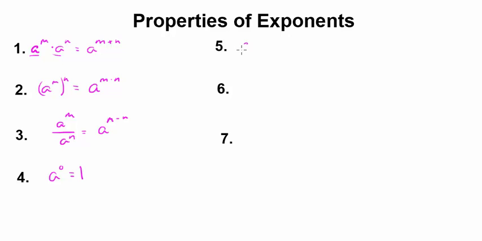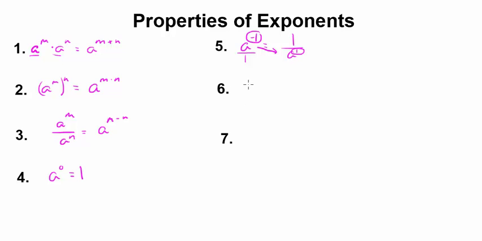Property number 5, the one that probably is the most challenging for students to wrap their minds around, is a to the negative 1. This is really 1 over a to the first. So two things happen here. Number 1 is that there's a reciprocal to that one particular term. So the a, the base a, goes to the denominator. That's number 1. Number 2 is when that happens that the exponent, notice, goes from negative to positive.